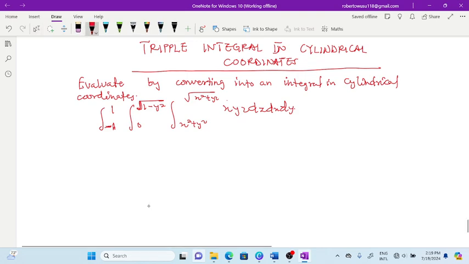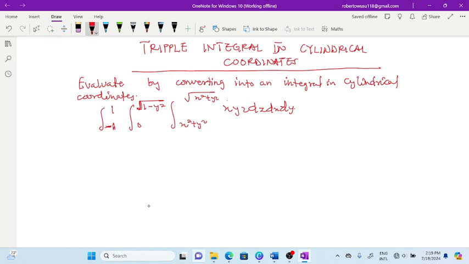In this video, I'll be taking you through triple integral in cylindrical coordinates. In our previous lessons, we've delved into double integrals in polar coordinates and others. So we continue with triple integral in cylindrical coordinates. What are the cylindrical coordinates?